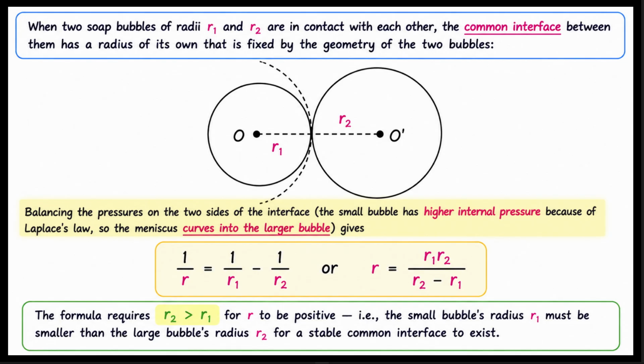The pressure difference pushes the interface toward the larger bubble, which is why the meniscus curves into the larger bubble. Setting the two pressures equal gives 1 over r equal to 1 over r1 minus 1 over r2, or equivalently, r equals r1 r2 over the difference r2 minus r1. For r to be positive, r2 must be larger than r1. In words, the small bubble's higher internal pressure bows the interface inward, into the larger bubble, and that is the physical reason behind the algebra.